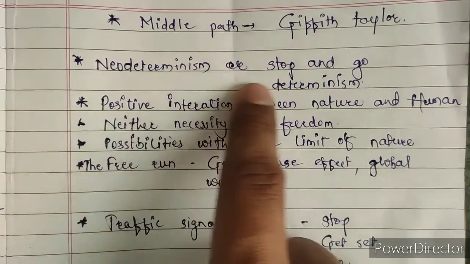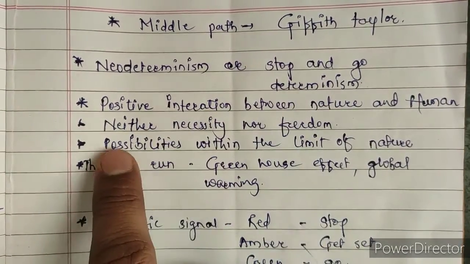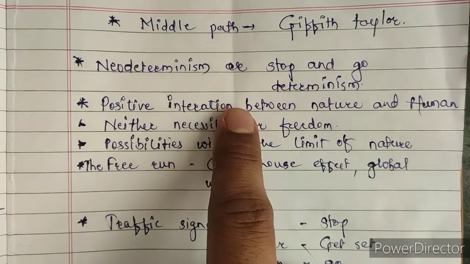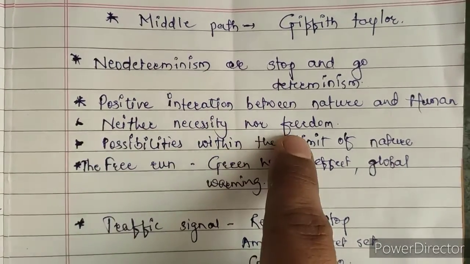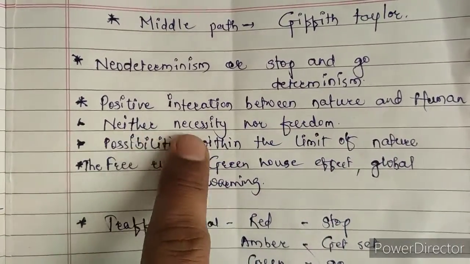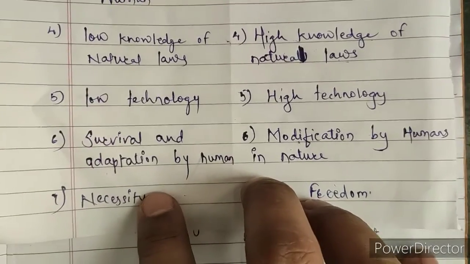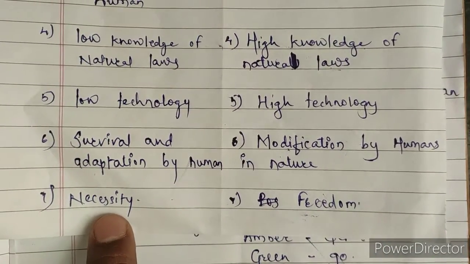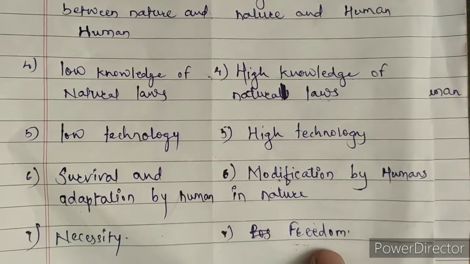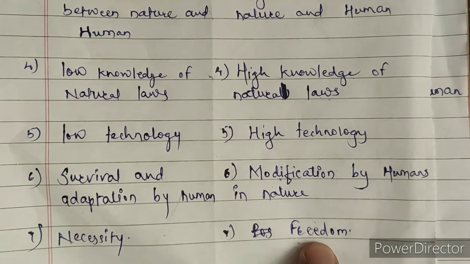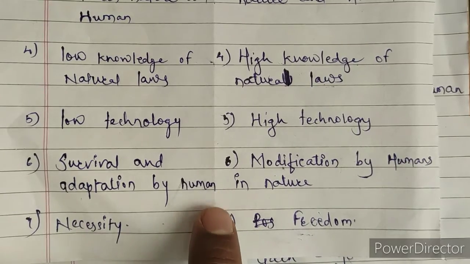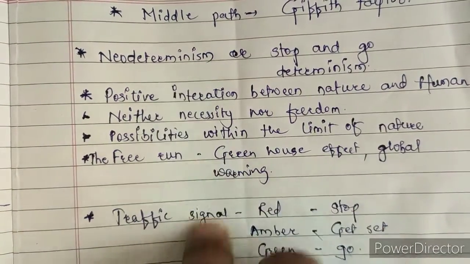This condition, neo-determinism or stop and go determinism, shows us that there is neither necessity nor freedom. In this condition, nature is not strong, and we human beings are also not strong. So this is the middle stage. We have already studied that in environmental determinism we were in the stage of necessity, and in possibilism we are in the stage of freedom. But the middle path, neither necessity nor freedom, is created by this term neo-determinism.